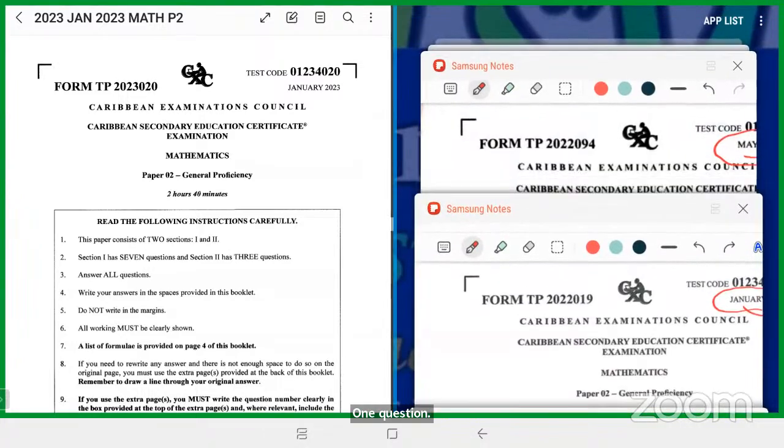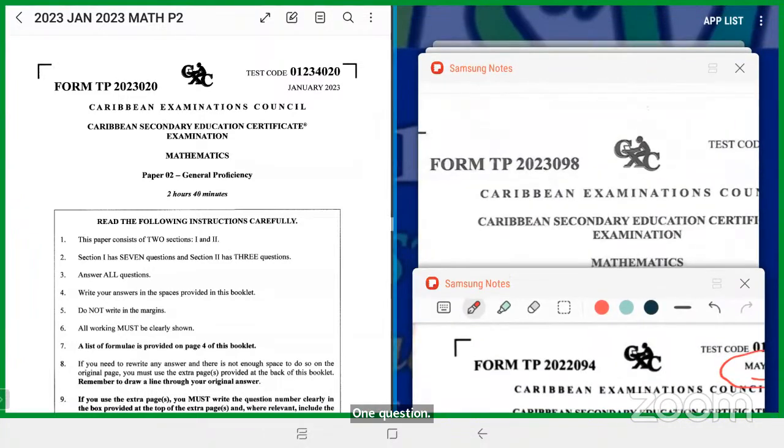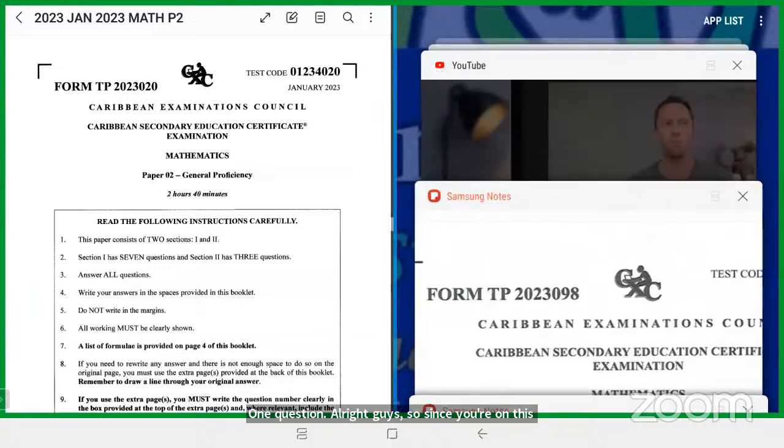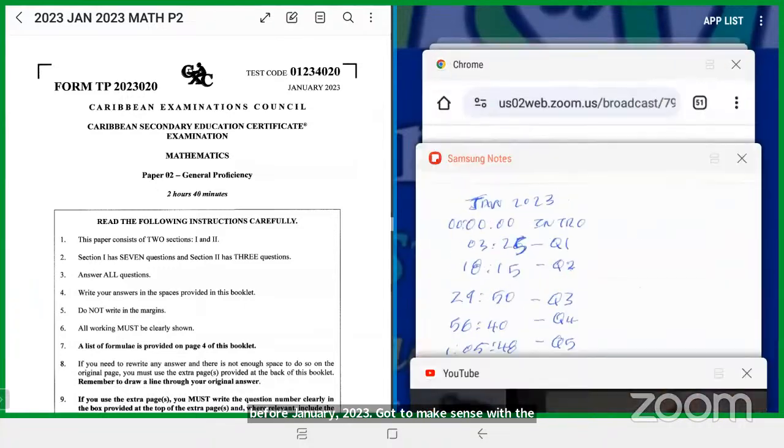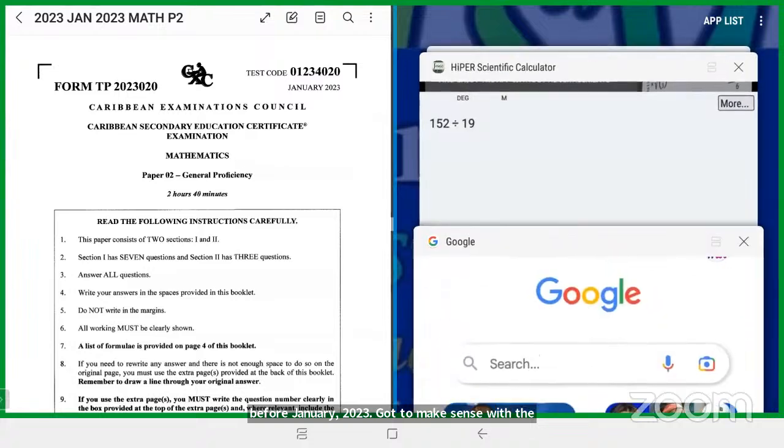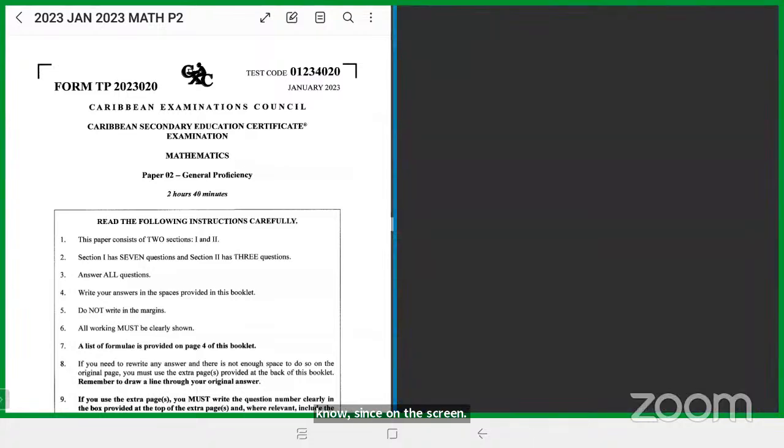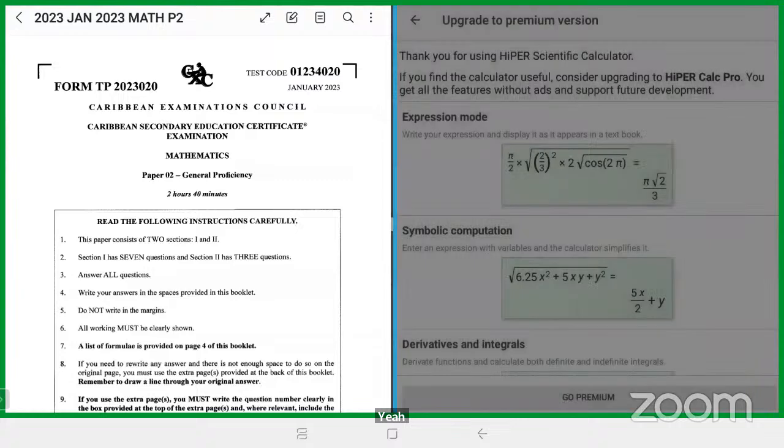All right, guys. Since we're on this paper, January 2023, it makes sense we just take questions from this one now, since it's on the screen. So, which of these questions do you all want me to explain first?